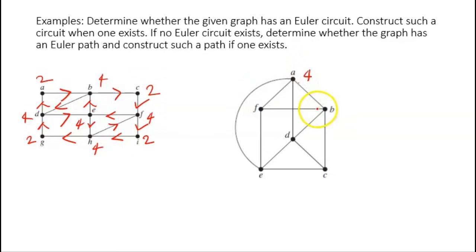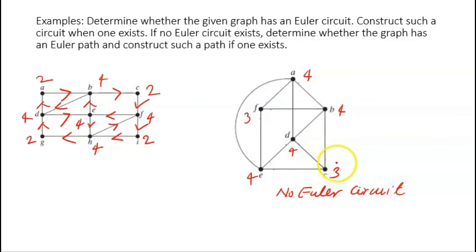The degree of this is 1, 2, 3, 4, so 4. The degree of this is 1, 2, 3. The degree of this is 1, 2, 3, 4. The degree of this is 1, 2, 3, 4. And the degree of this is 1, 2, 3. So here there is no Euler circuit, because an Euler circuit requires that every vertex should be of even degree. So no Euler circuit is present.